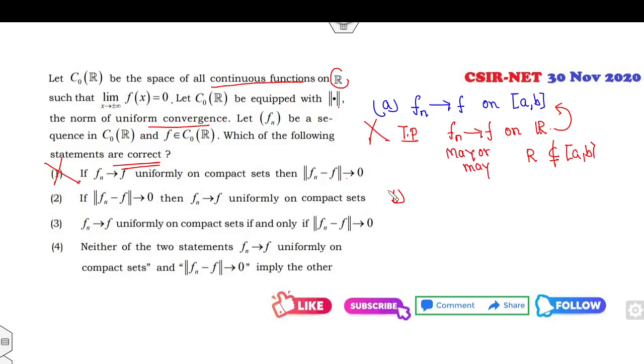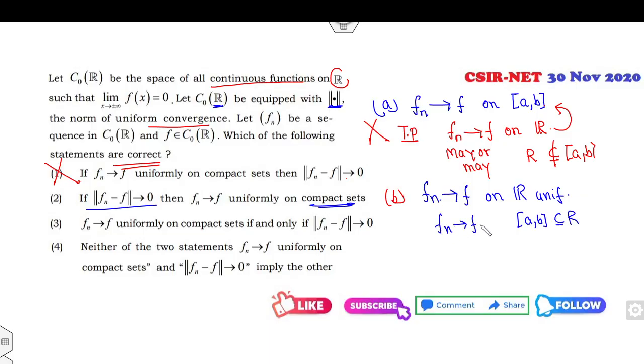Look at the second option. What is the second option? This means that Fn converges to F on R. Why? Because the norm is defined on R. So Fn converges to F on R uniformly, and because the compact set [a, b] is a subset of R, definitely Fn converges to F uniformly on the subset of R.